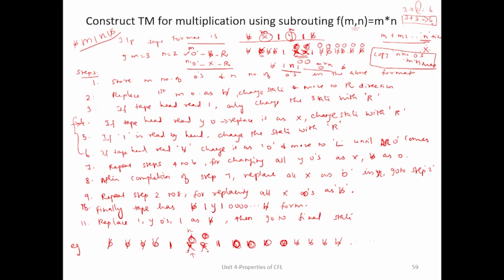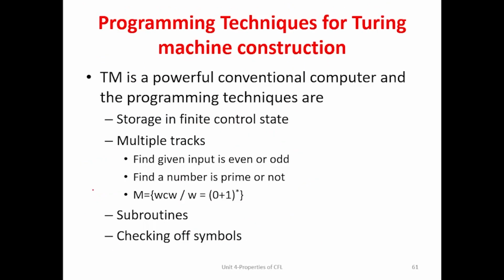And you replace these zeros as x. And the next immediate 2 blank spaces are replaced as 0. You go to the left direction, then this x will be replaced as 0, like that. So you should repeat steps 2 to 8 for replacing all x as zeros in the blank space representation. So after completion of all these processes, that is after completion of copying the n number of zeros m times, we should come to the 10th step.